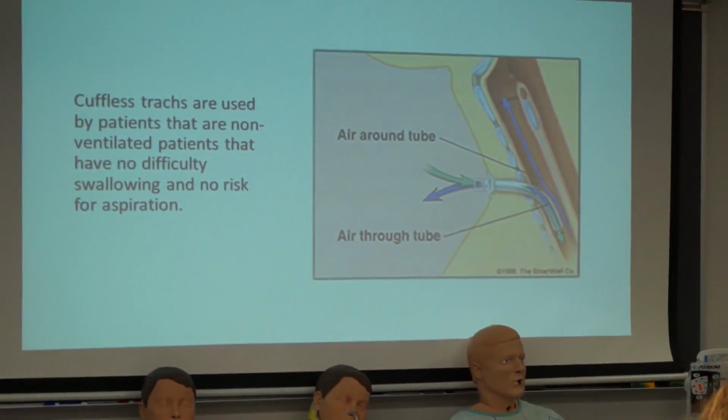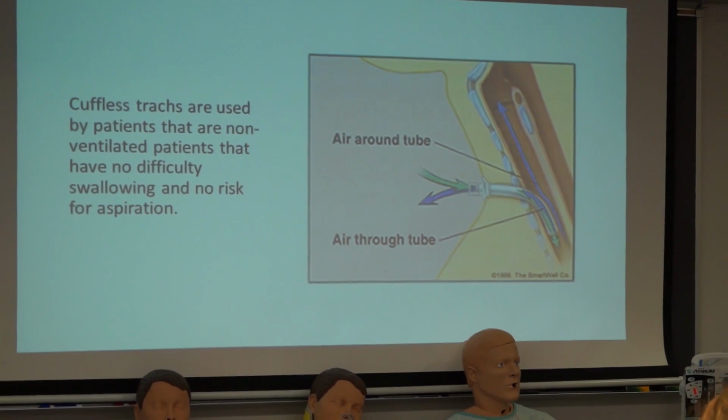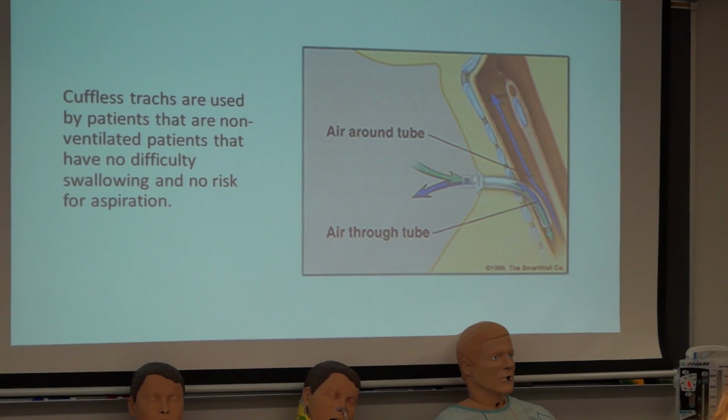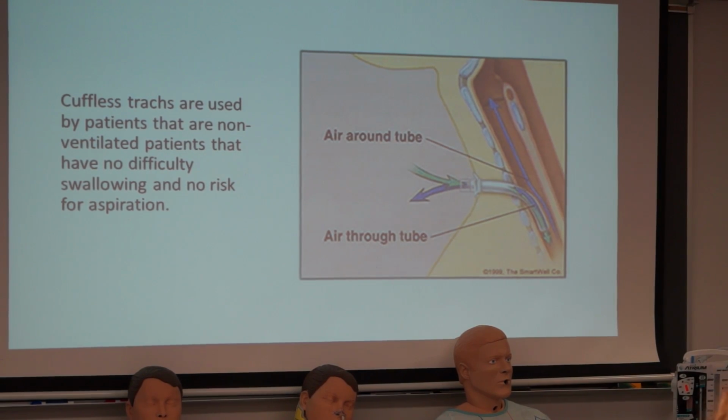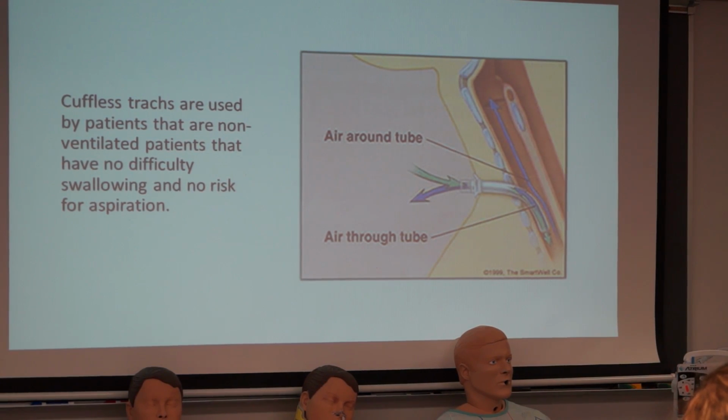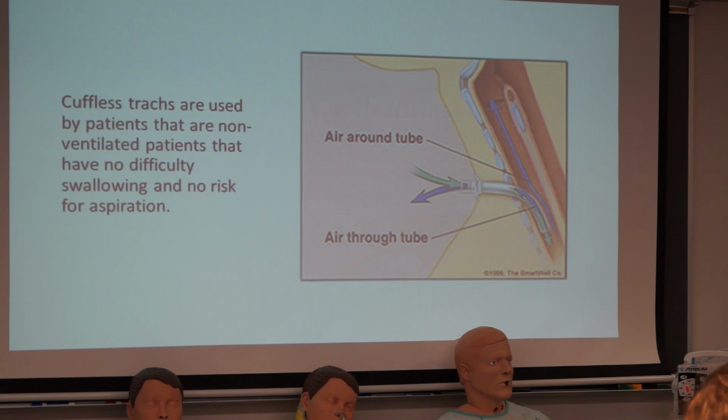All right. The other one is a cuffless trach. So for a patient that's non-ventilated, that has minimal risk for aspiration, we can put this in our patient. As you can see, the difference is that air goes in, it comes out of the trach, and it can go up between the vocal cords if they still have vocal cords. Okay, so it allows a little bit better ventilation. This is going to be for somebody that we just need to primarily clean secretions out on.